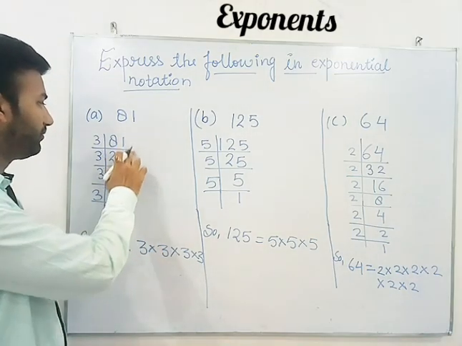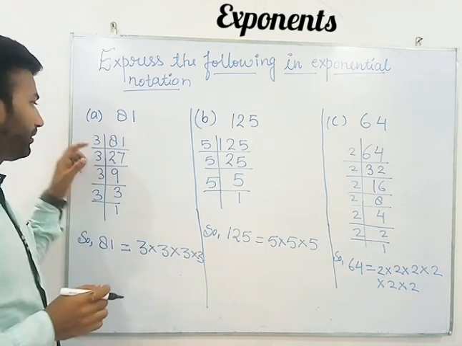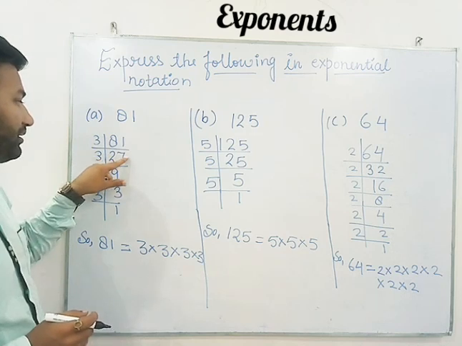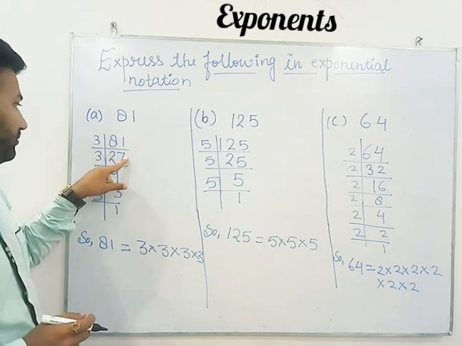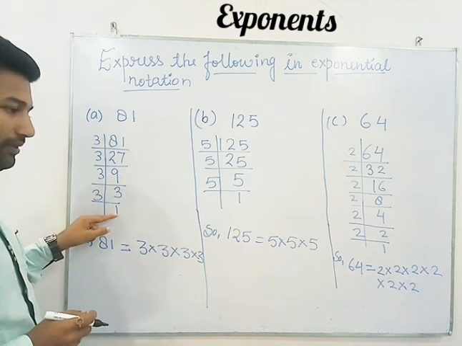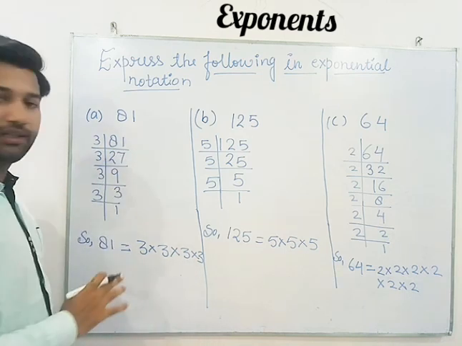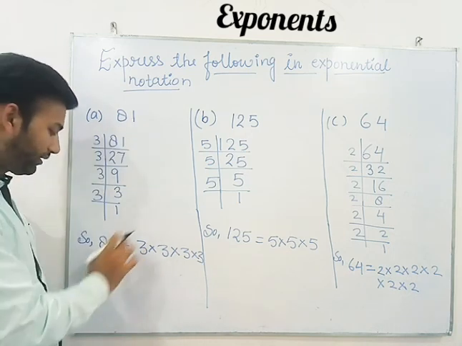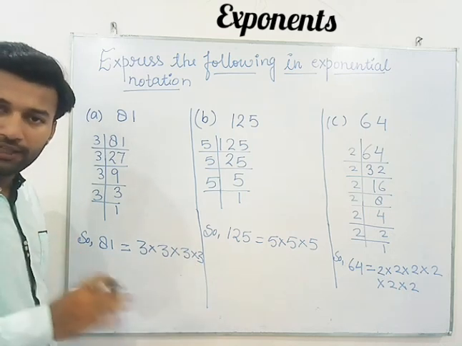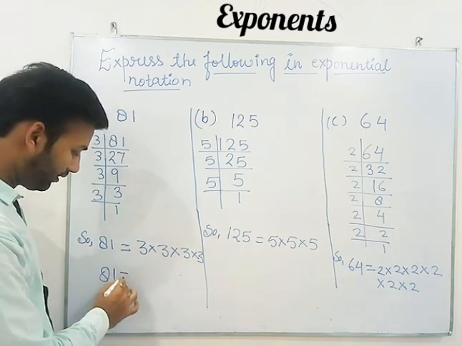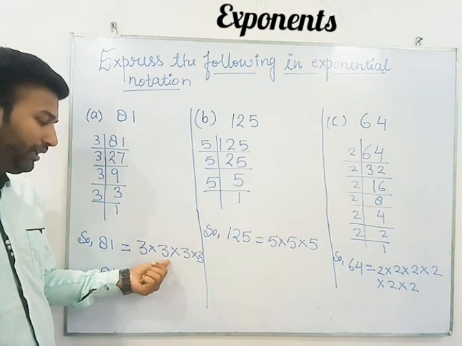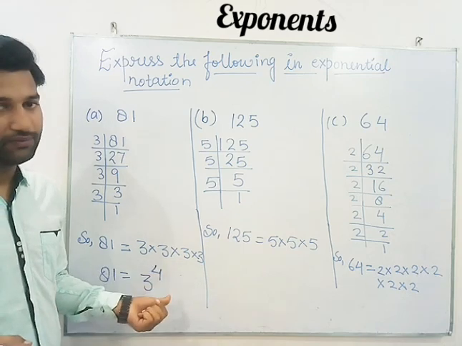Prime factorization means we will divide the number by prime numbers. This is divisible by 3. 3 times 7 is 21. Now again by 3, 3 9s are 27, again by 3, 3 3s are 9, and 3 1s are 3. So the factors of 81 are 3 multiplied by 3 multiplied by 3 multiplied by 3. So 81 can be expressed as 3 to the power 4. Why power 4? Because 3 is multiplied by itself 4 times.